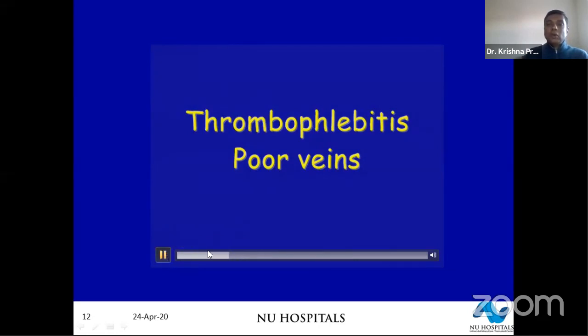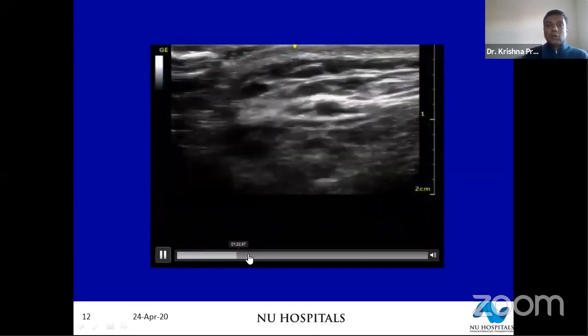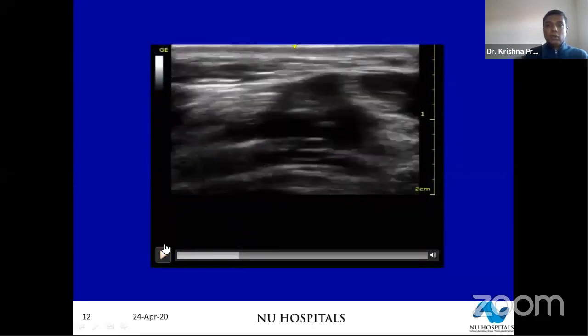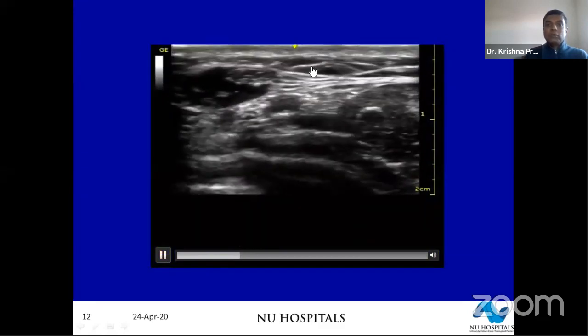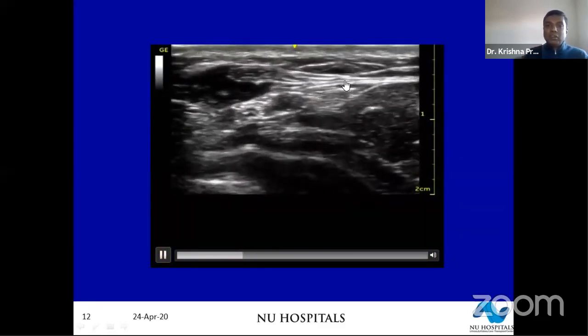So let's look at how thrombophlebitis looks when you perform an ultrasound. I'm just going to quickly scroll through this to get you to the correct point. So you can see here, I'm trying to search medially and laterally. I really cannot find any other vein in this patient.